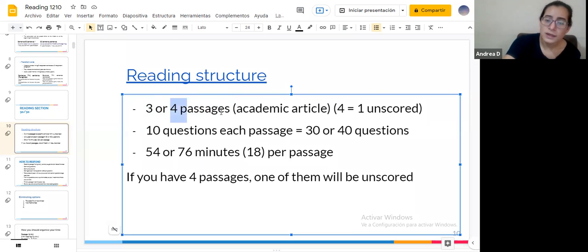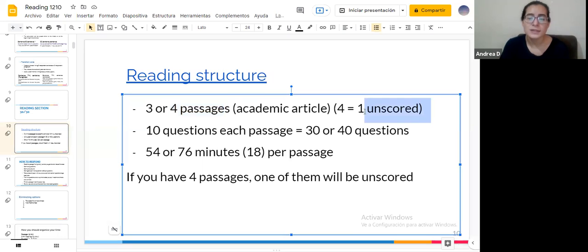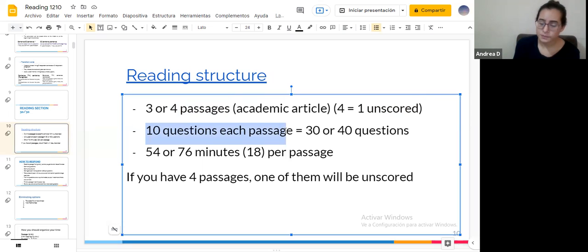And another thing, if you get 4 passages, one of them is not gonna be scored. So you will have an unscored passage, which means that they won't even look at one of your passages. But of course, you cannot know which one that's gonna be, so you just gotta answer everything. But I need to tell you, so 3 or 4 passages and 10 questions each.